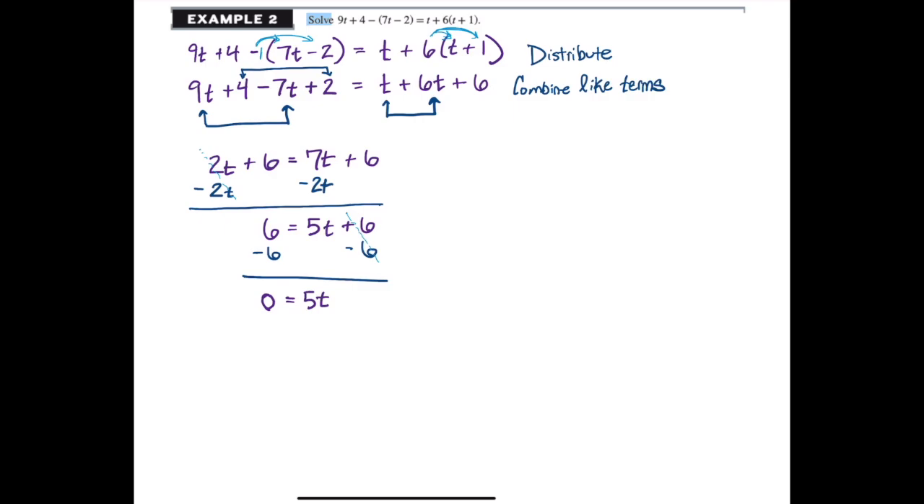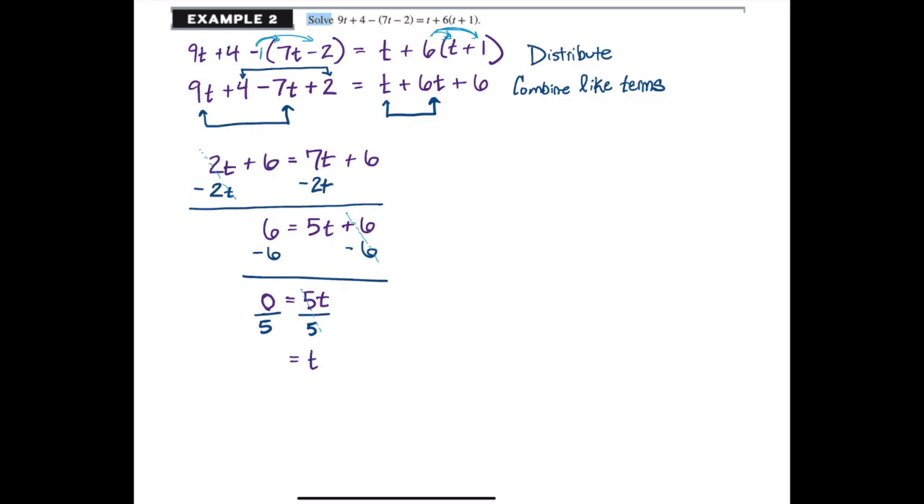We have 5 times t. There's a multiplication, so I'm going to cancel it out with a division. 5 divided by 5, and I'll divide by 5 on the left side. So we get our cancellation here. So this will solve it for us, equals t.